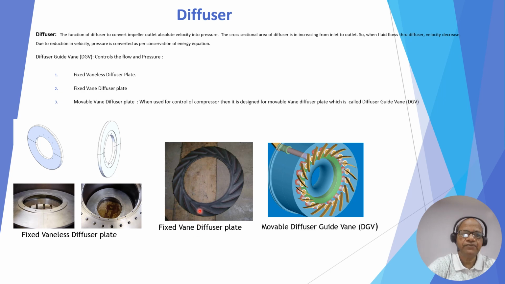Another is a vane diffuser. Here the vanes are attached to the plate. So this is a fixed vane diffuser. This is a fixed vaneless diffuser. And the third one is, if the vanes are movable, a movable diffuser guide vane. This is used for control purposes.